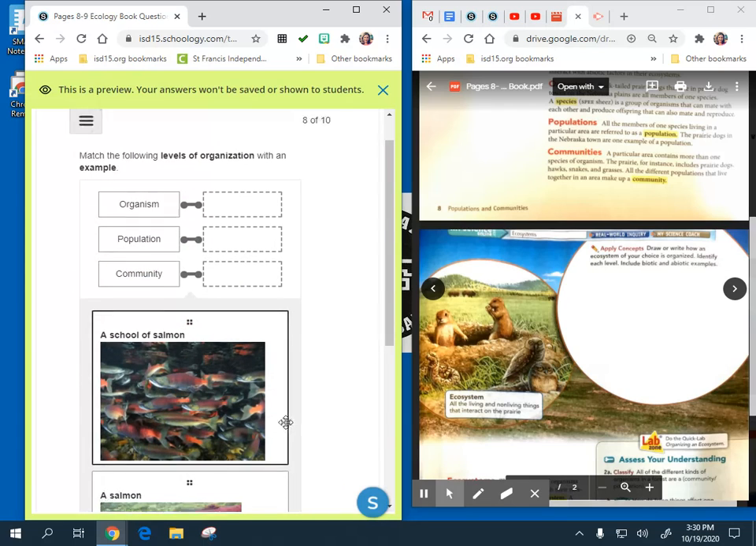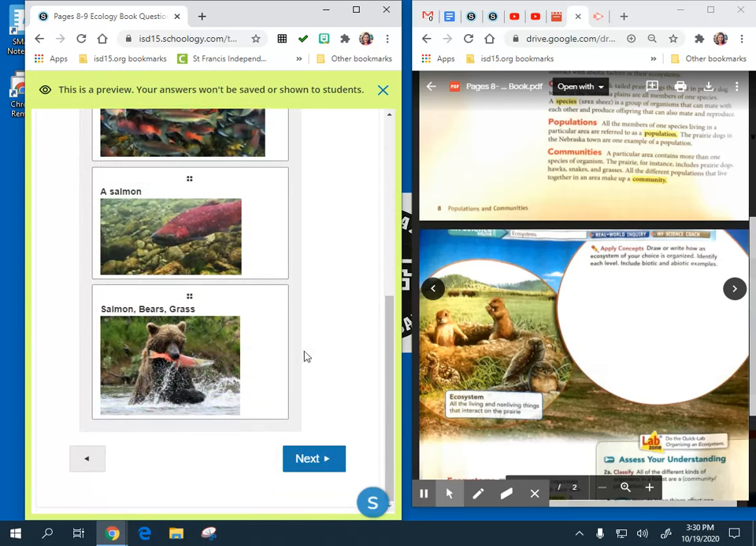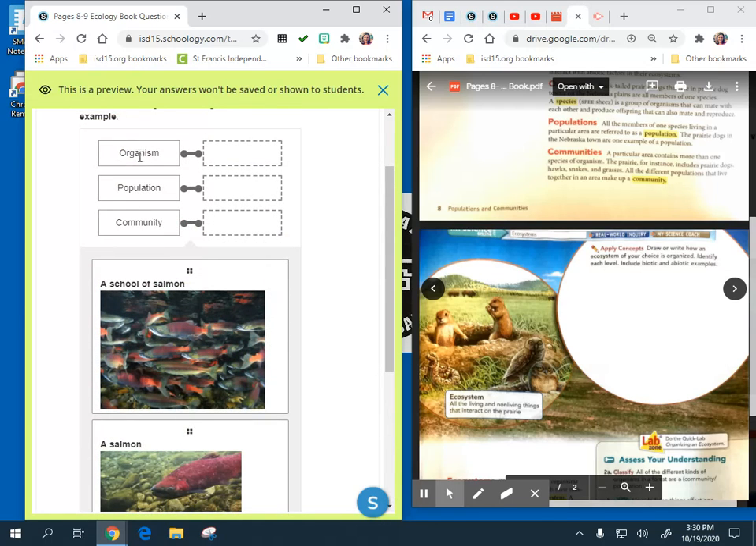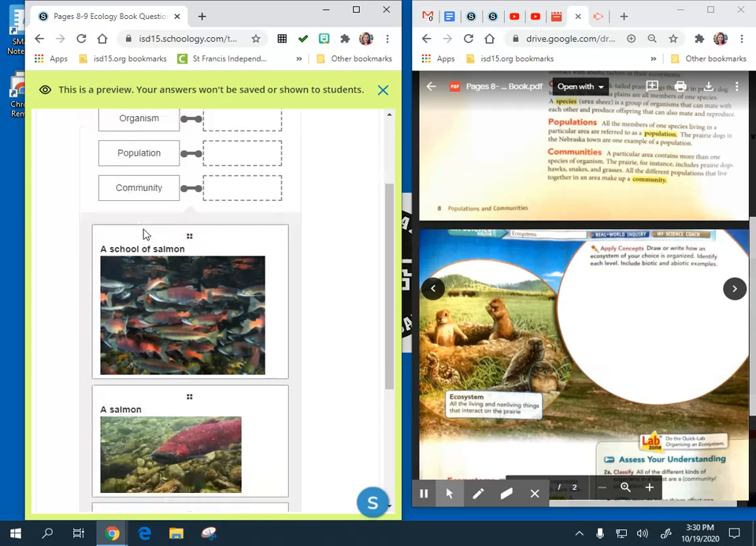And same question, a school of salmon, an individual salmon, or salmon, bears, and grass. Which one is which here? Which one is an individual organism? A population, members of the same species together, and a community is different populations together.